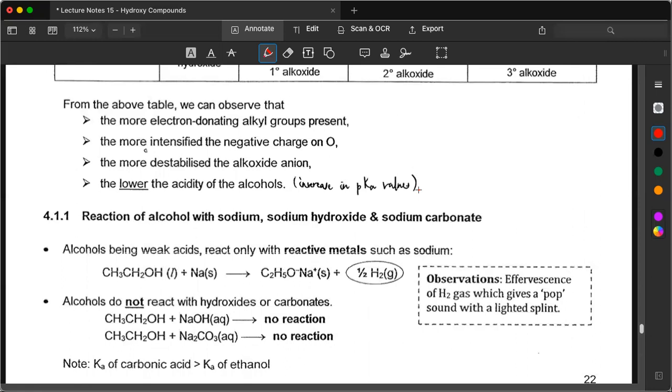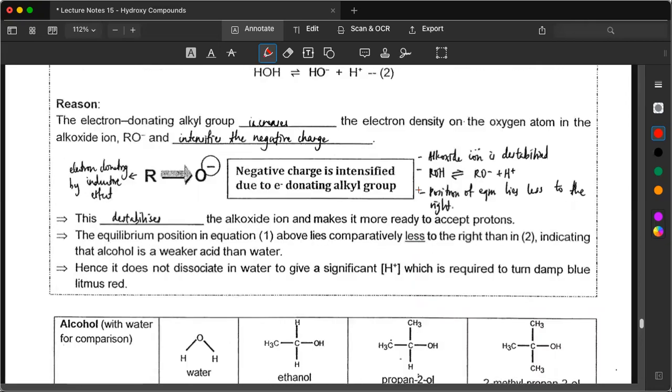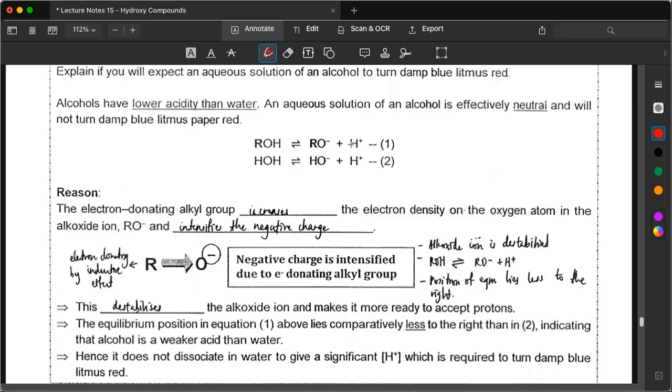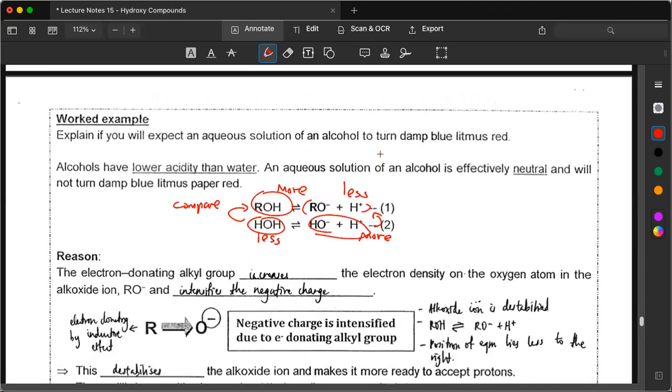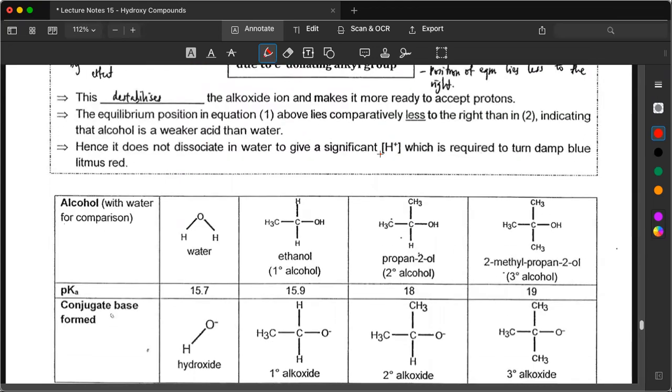Meaning that this alkoxide ion will actually react with the hydrogen and form back more of this. So you have less of these two, more of this. So it will be less, more. Water actually is mostly in molecule form, but compared to ROH, it will be less, more. So alcohol is even a worse Bronsted-Lowry acid than water itself.